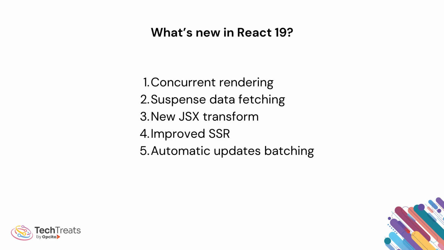Now, in addition to these 5 features, there are some performance improvements too. These improvements are designed to optimize rendering processes and reduce the load on the main thread. The primary performance improvements in React 19 include optimized concurrent rendering with improved algorithms for managing multiple rendering processes simultaneously. Better memory management with enhanced memory usage, reducing the likelihood of memory leaks and improving overall application stability.